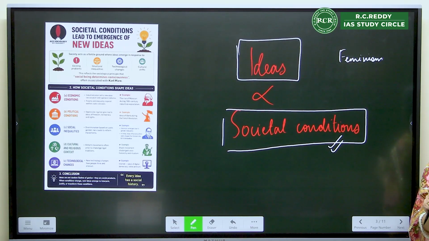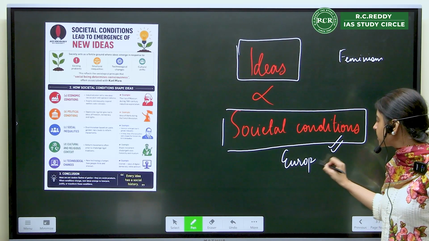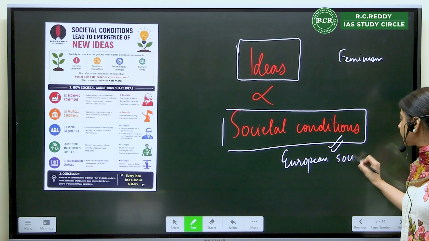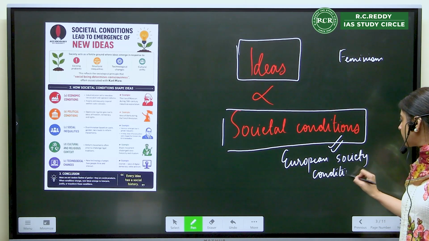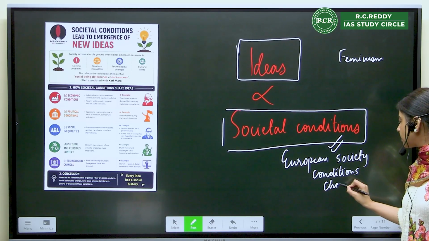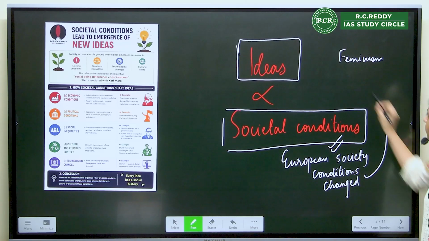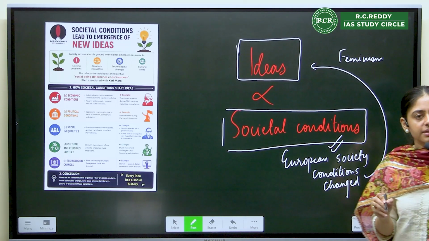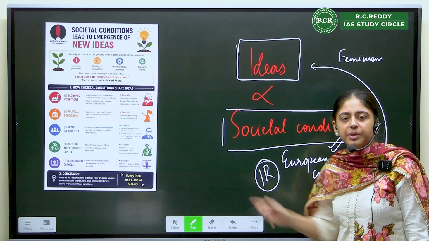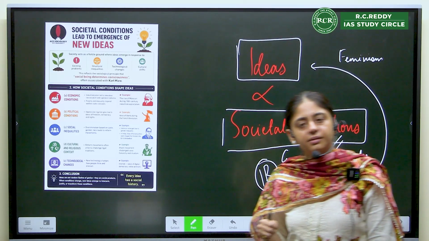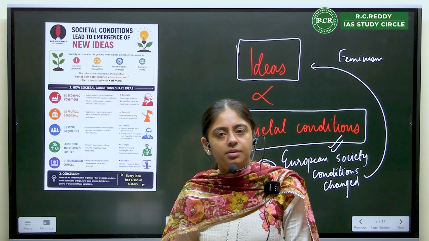Now, why we are doing this is that Europe's condition, your European society's condition, changed. And that led to the emergence of certain new ideas. Like the industrial revolution started. Previously, the society was agrarian, right? Now there is a huge change.